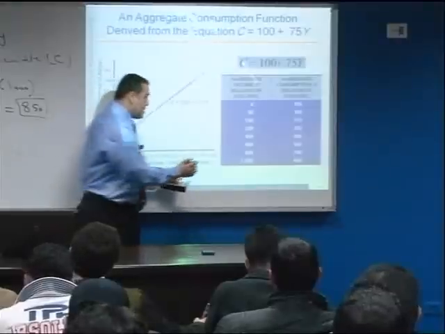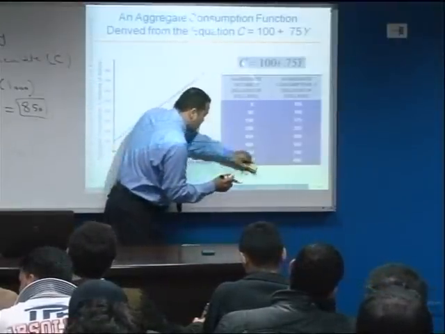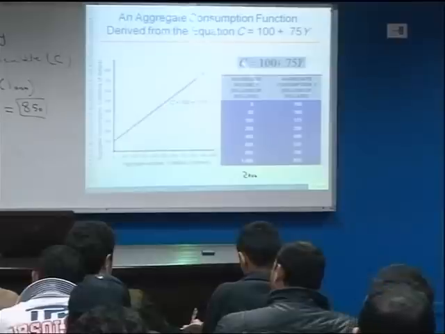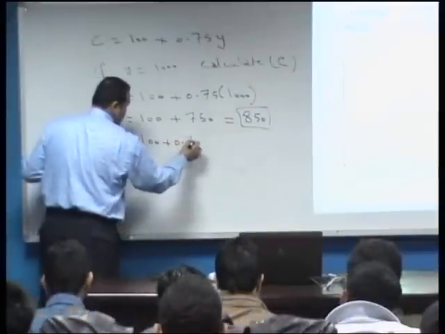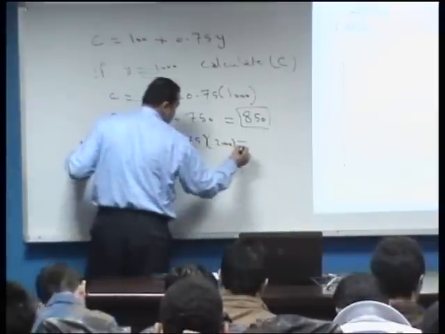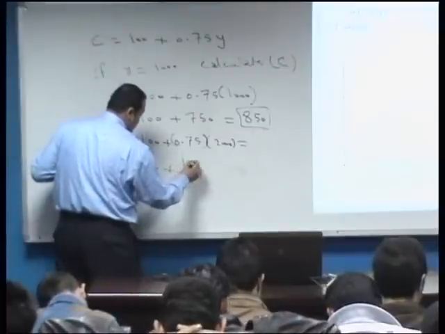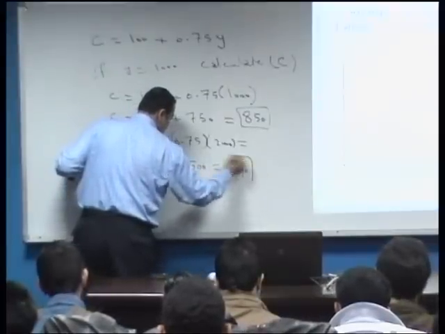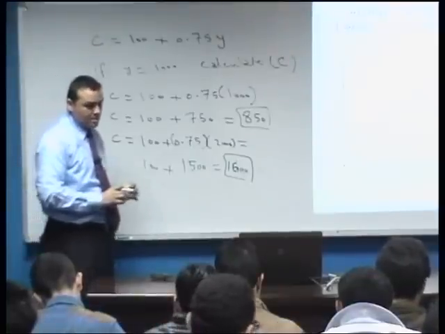Now suppose that Y, the aggregate output, equals $2,000 billion. Calculate C. C equals 100 plus 0.75 times $2,000. So equals how much? 100 plus 1,500. Yes, exactly.